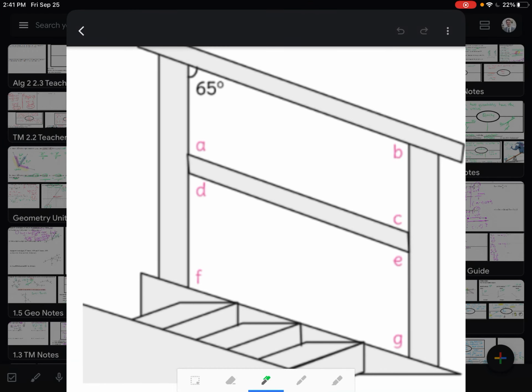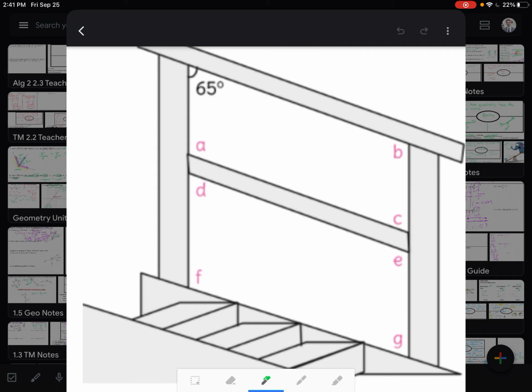Hi everybody and welcome. Today we're going to be talking about a specific example of transversals. Again, reminder, a transversal is when a line crosses two other lines, or two or more other lines I should say. So we're going to be talking about a specific example where a transversal crosses a set of parallel lines and the special situations that happen when that is the case.